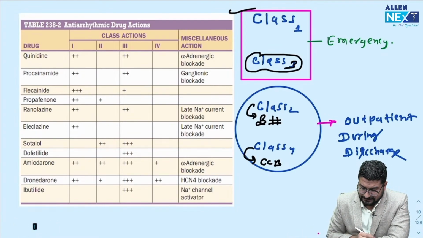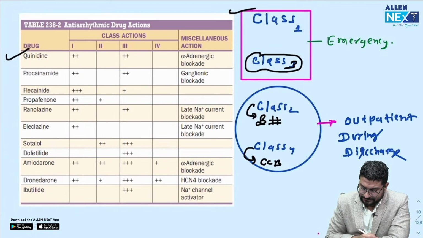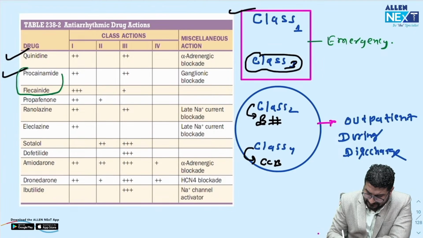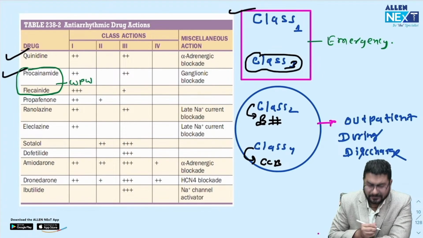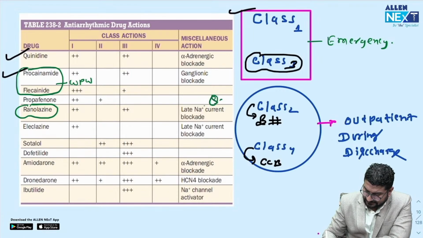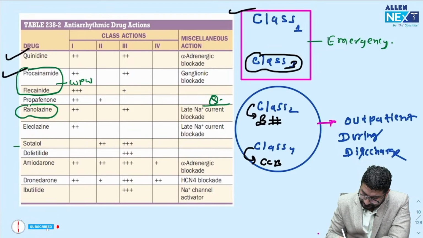Quinidine will actually have class 1, 2, 3 action. Procainamide and flecainide, remember these 2 drugs. These are the drugs that we use in a patient with WPW syndrome, Wolff-Parkinson-White syndrome. Then ranolazine, this question also came in the exam. It is a late sodium current blocker. It is basically an anti-anginal drug. Sotalol has class 3 as well as 2 action.